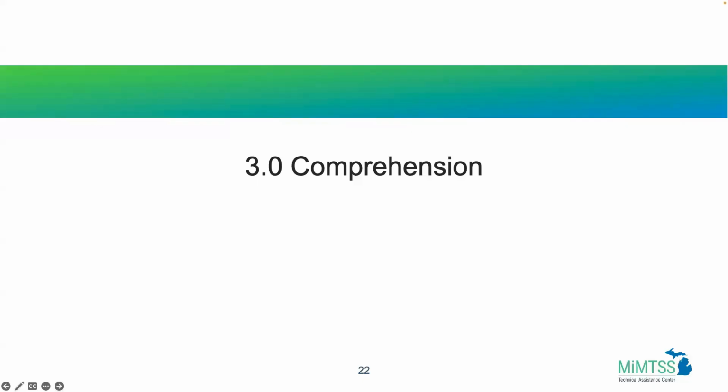Our next section is comprehension. Reading comprehension and writing should be taught in tandem. We are writing about our reading and we are reading about our writing.